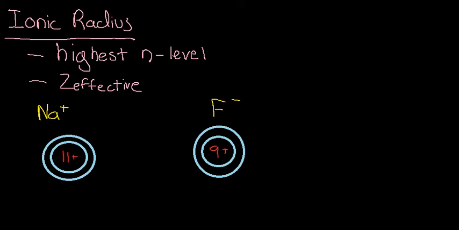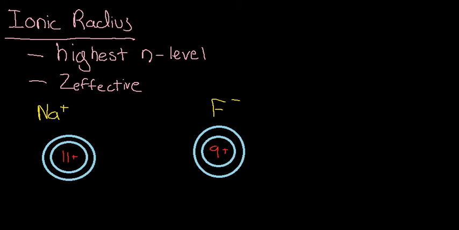It's going to be a short video describing ionic radius. So just like in the last video about atomic radius, what we want to keep in mind when we're looking at ionic radius, as with all of our periodic trends, is what is the highest n level, as well as the Z effective, the effective nuclear charge.